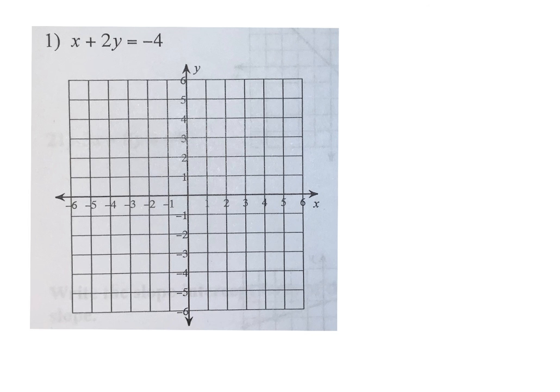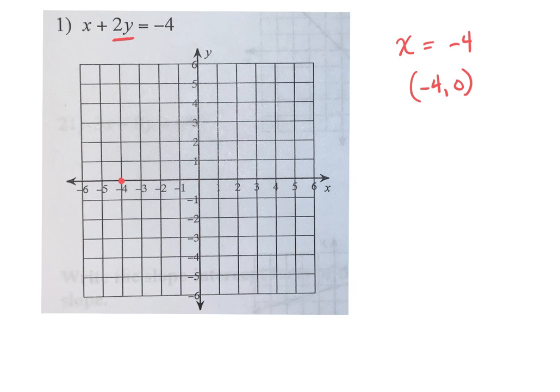So in this case, if I zero out the y, I just get x equals -4. That means my x-intercept is (-4, 0). And so I'm going to put a point at (-4, 0). For my y-intercept, I will zero out the x. So I will get 2y equals -4.